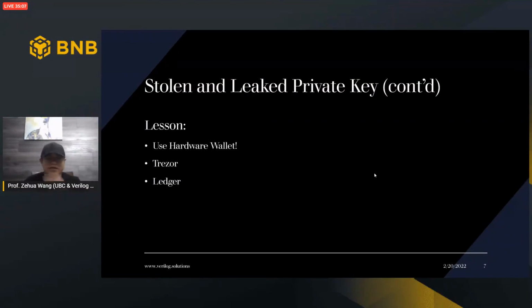So what's the lesson that we are going to learn from this? If you are a DeFi user or a DeFi developer, try to use a hardware wallet. MetaMask can generate a private key inside the extension, and you can easily communicate with blockchains like the BSC or Ethereum blockchain, or all other blockchains. But the hardware wallet is just more secure.